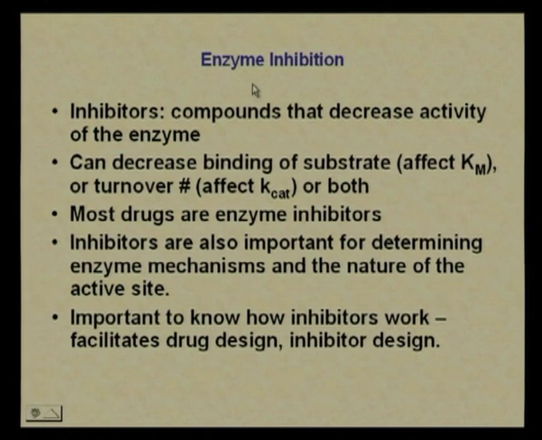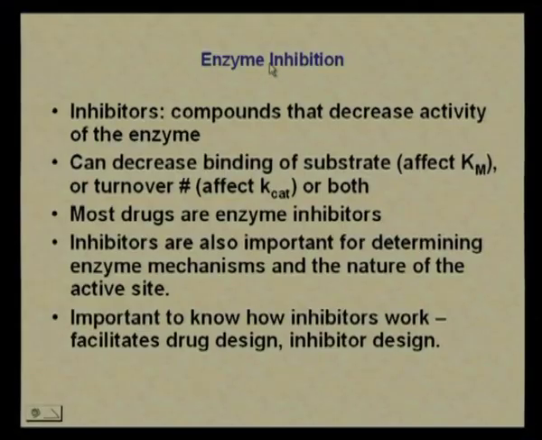So, apart from knowing the structure and once we know the function, there are certain designs to the drugs that can be made to determine how we can design what is called an inhibitor of a particular enzyme. Now, what we want to do is stop the particular reaction that the enzyme is catalyzing. So, these inhibitors are compounds that decrease the activity of the enzyme.